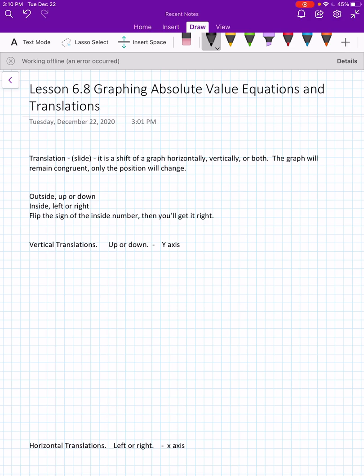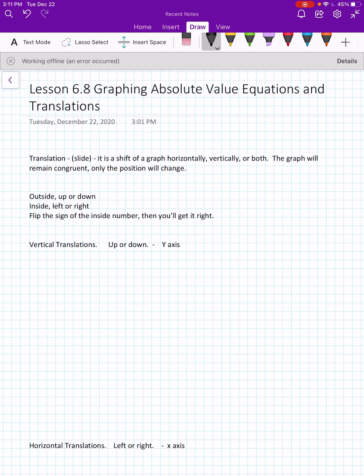All right, we are to the last lesson in Unit 6, Graphing Absolute Value Equations and Translations. Now, I know that this whole unit is really linear, and absolute value, you know from your function families, makes a V, which is not linear, but technically it's two linear lines put together. So that's how it fits in here. But we're going to talk about translations.